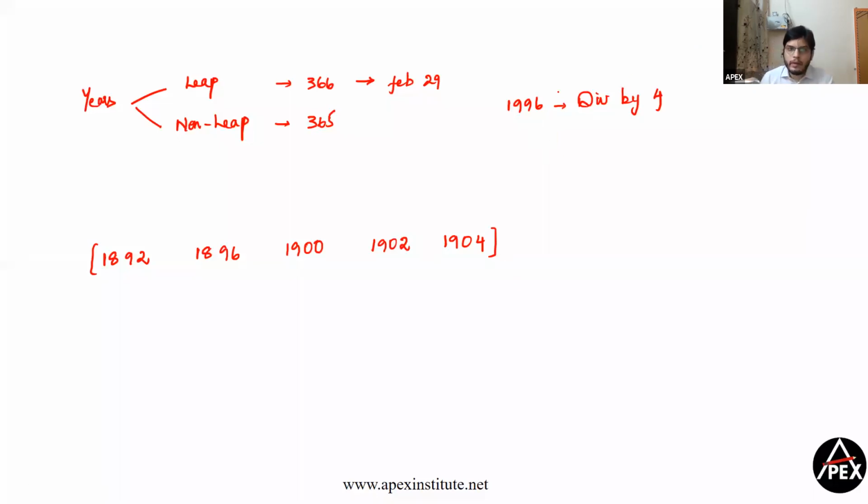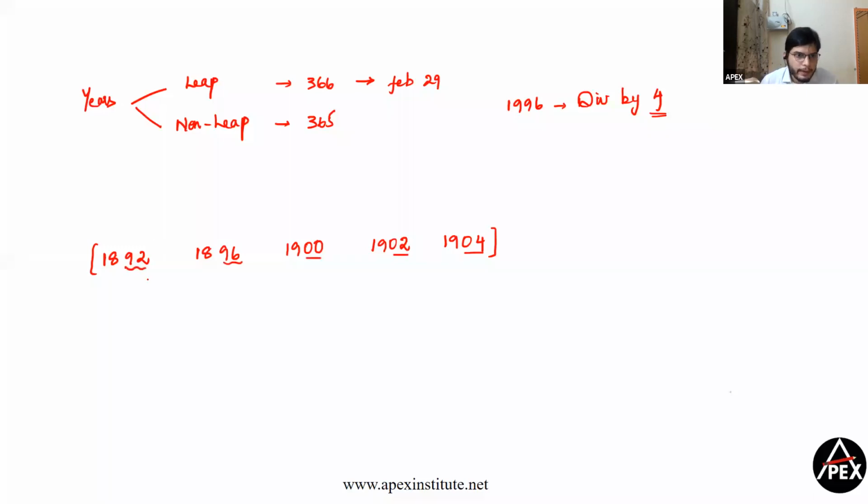Now, is 1892 a leap year? For a given year to be a leap year, it should be divisible by 4. Now tell me, should I divide the whole 1892 by 4, or do we have any shortcut? Last 2 digits. Perfect. We will be using the divisibility rule of 4. If the last 2 digits are divisible by 4, then the whole number will be divisible by 4.